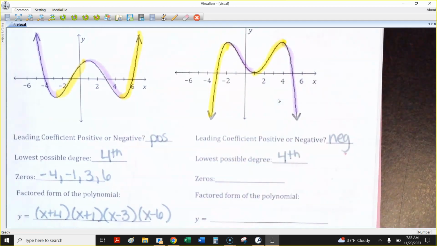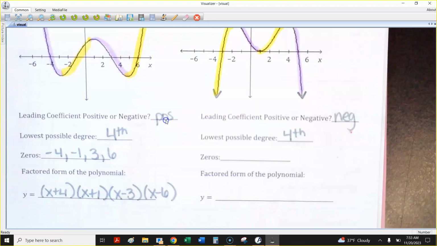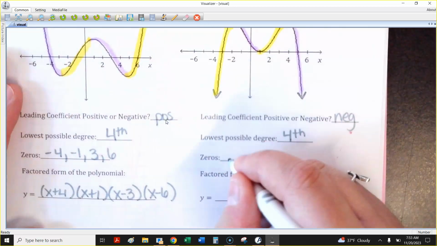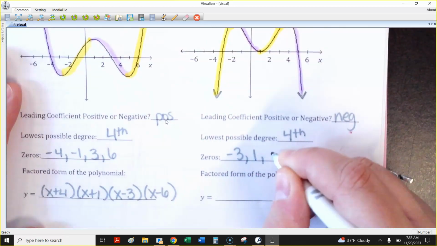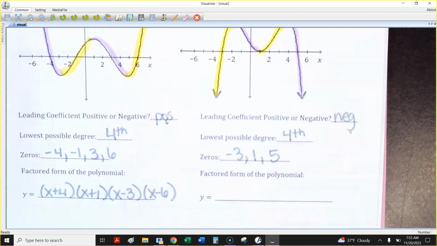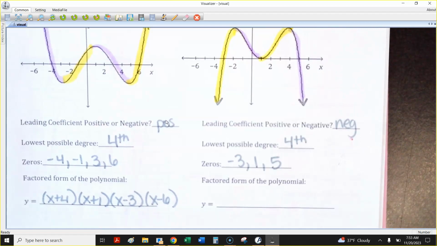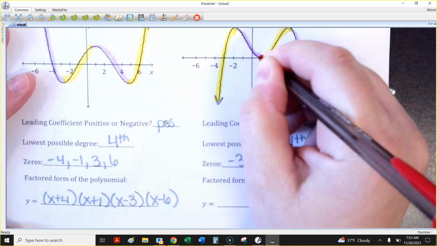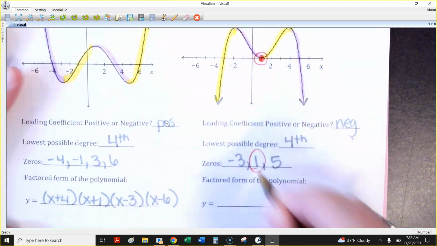What are my zeros for this graph? Go ahead. -3, 1, and 5. Do we have any bounces on this graph? We do. So keep that in mind. Right here at the 1, I have a bounce.